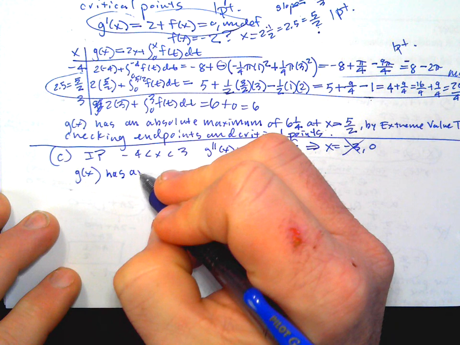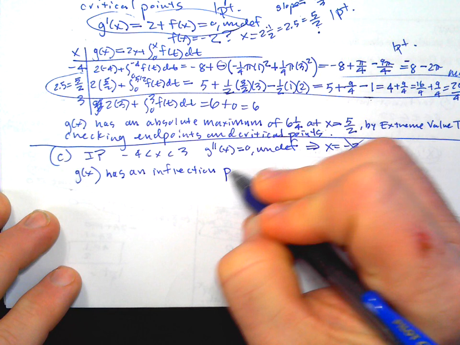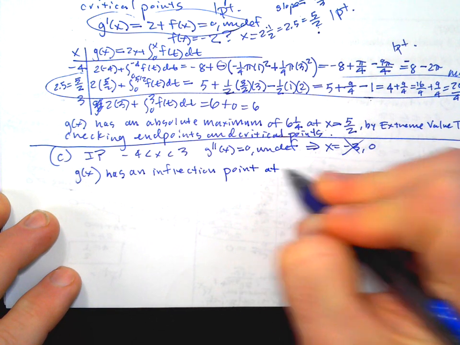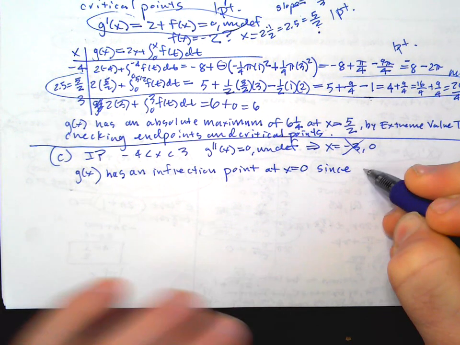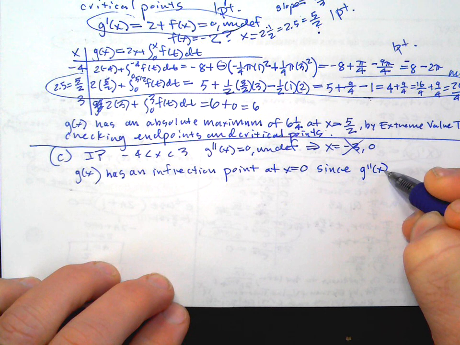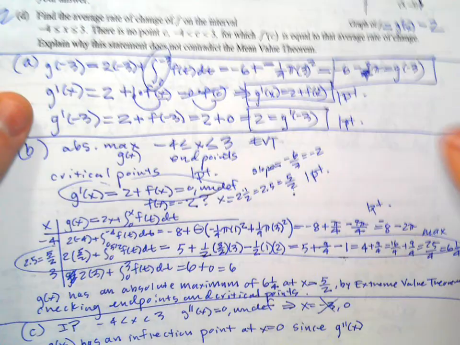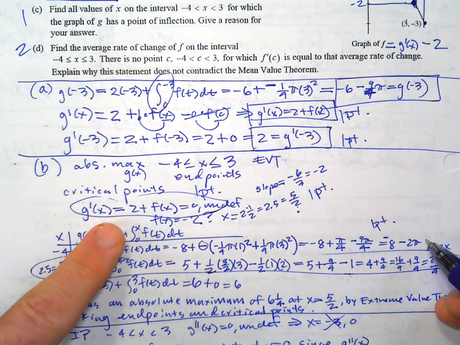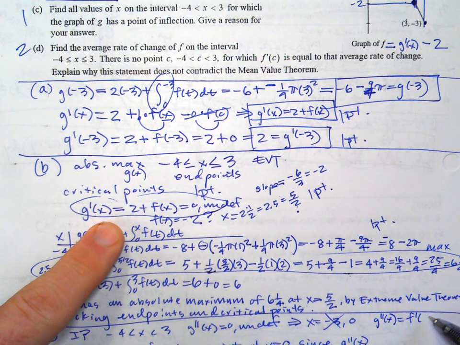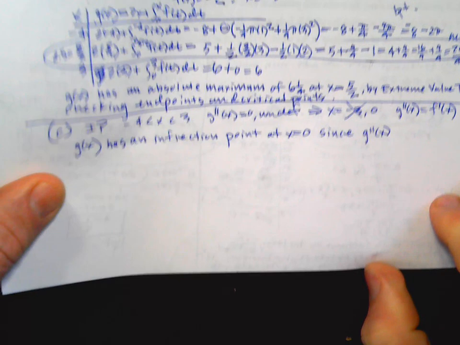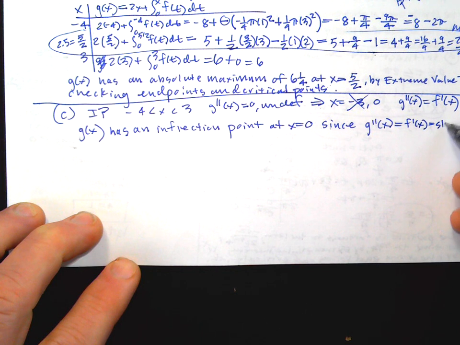G of x has an inflection point at x equals 0 since G double prime of x. Well, you might say, what's G double prime? Okay, this is interesting. Since this is G prime of x, G double prime of x is going to equal f prime of x, right? So G double prime of x equals f prime of x, which equals the slope of f.